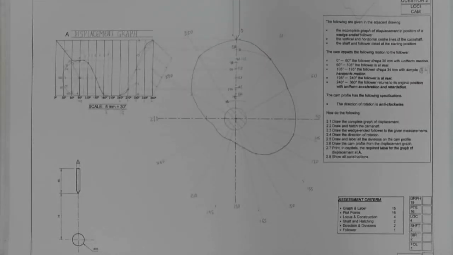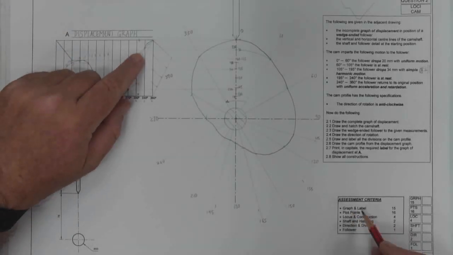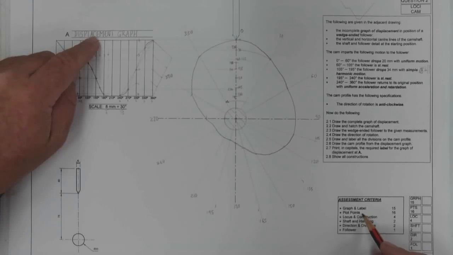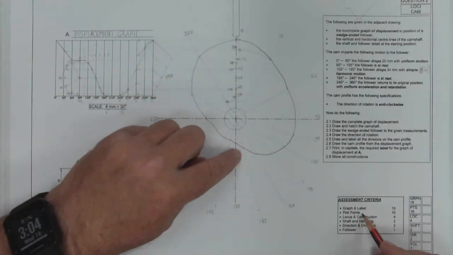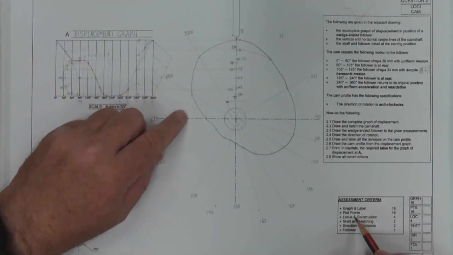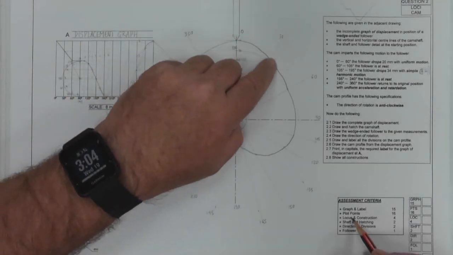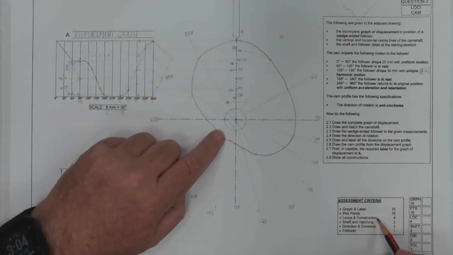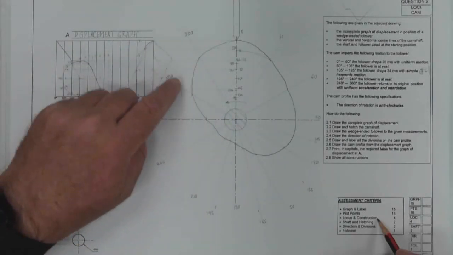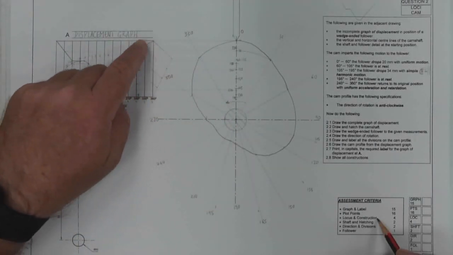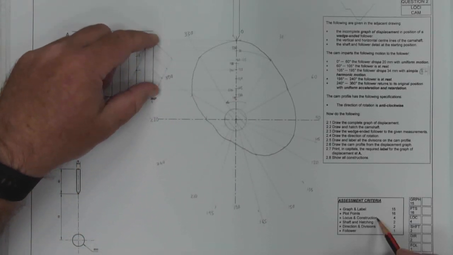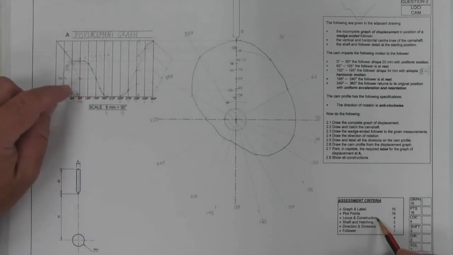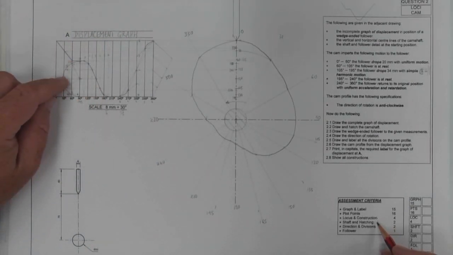mark rubric to see if we've done everything that we need to. Have we done the graph? Yes, we've done the graph. Have we labeled the graph? Yes. Have we plotted our points? Well, we've taken them across and transferred them around. Have we done the locus? Yes, the shape of our cam profile. Did we do any construction? Yes, we've put in our divisions. We've done the construction for our uniform acceleration and retardation, and our construction here for the simple harmonic motion.